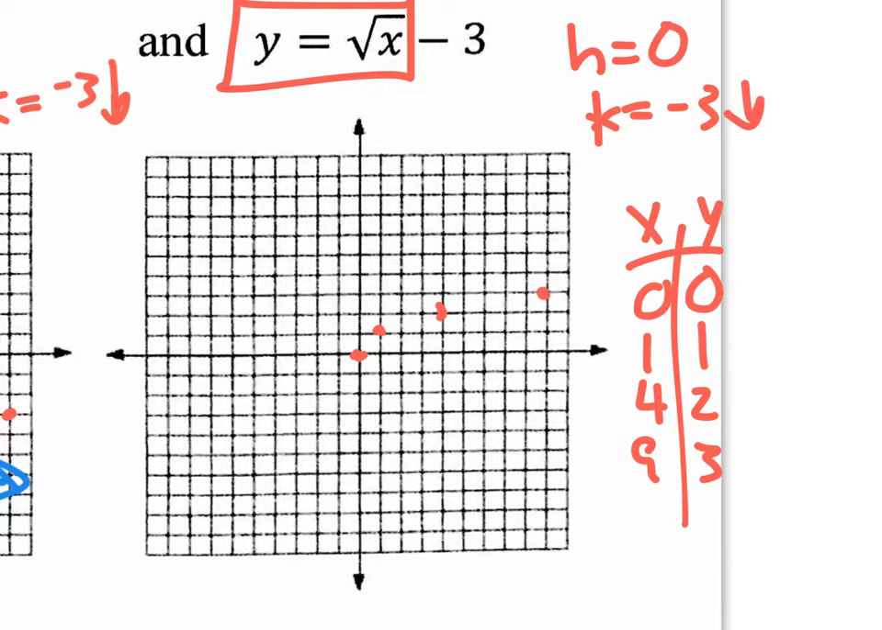All we need to do is take those red dots and move them where? Down 3. Down 3, down 3, down 3. All of them down 3. So 1, 2, 3. 1, 2, 3. 1, 2, 3. So there's our graph right there. Done. Let's move on.